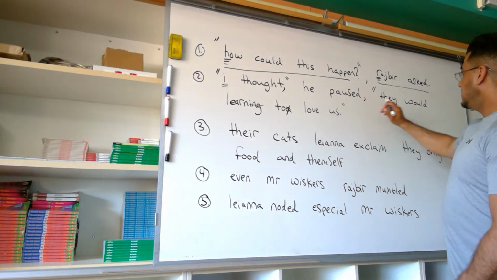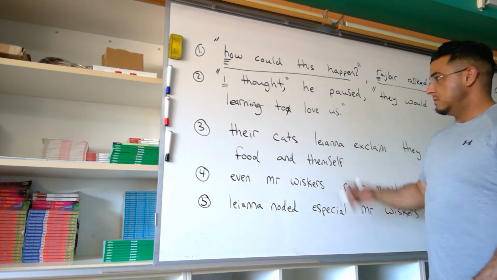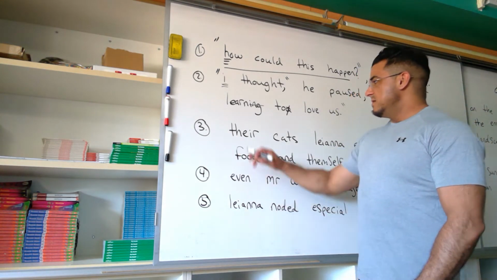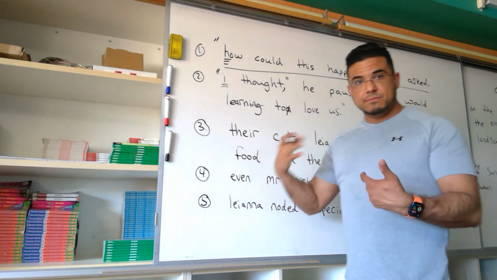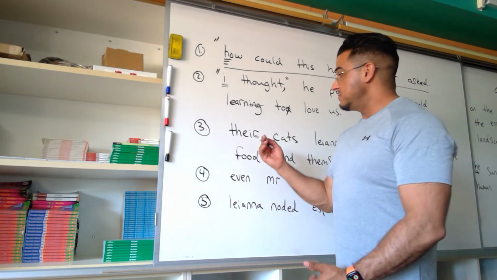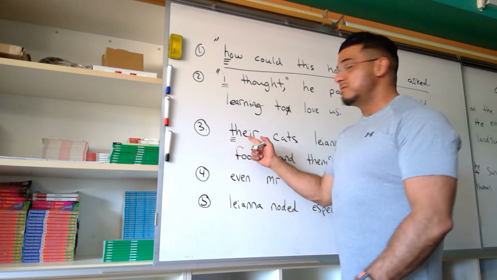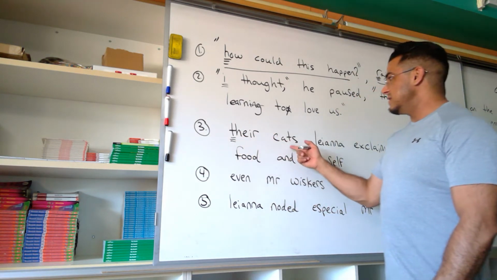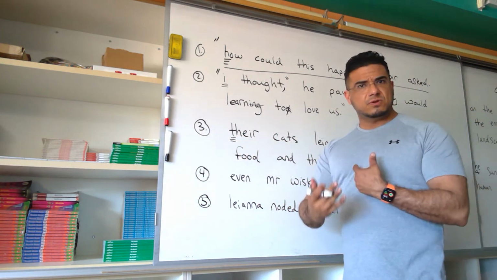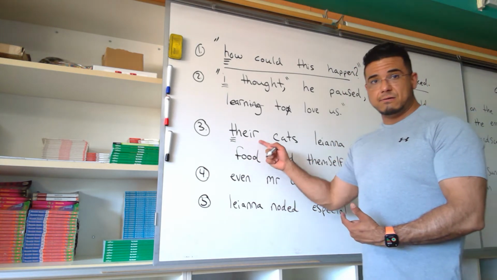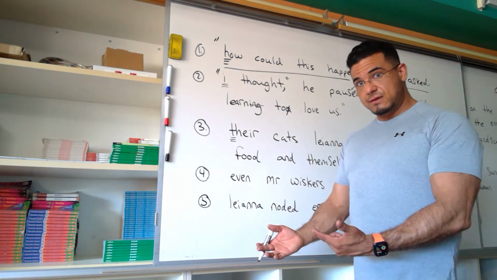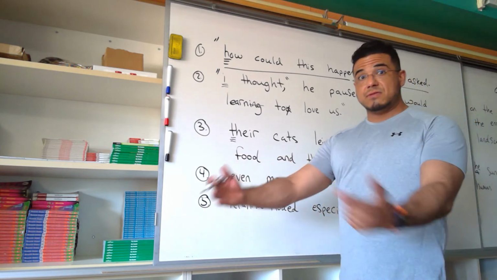So I thought, he paused, they would learn to love us. Okay, sentence number 3. They're cats. Again, beginning of the sentence requires capitalization. Also, this is "their," so "they're cats," as in they own the cats or someone owns these cats, because "their," E-I-R, is the possessive form of "they." Instead, we're talking about the cats themselves.